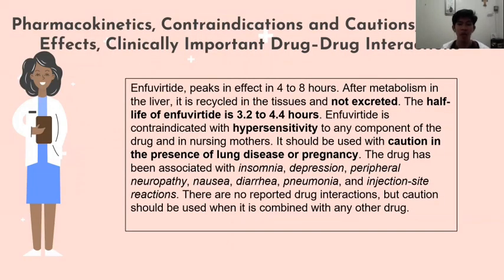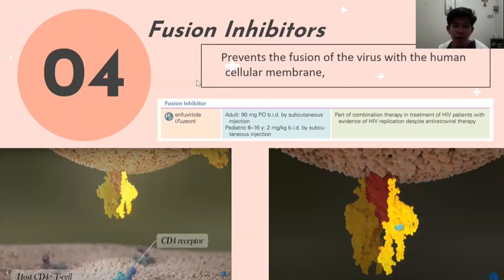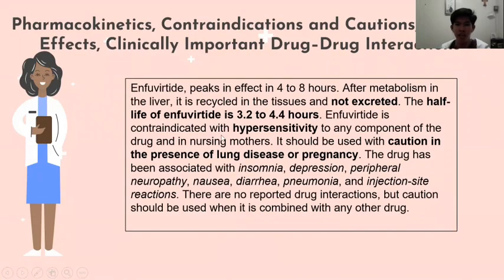And under this classification of drugs, we have this drug, enfuvirtide, if I pronounce it correctly, with its dosage, route, and usual indications. In terms of its pharmacokinetics, it is metabolized in the liver, recycled in the tissues, and not excreted. The half-life of the said drug is 3.2 to 4.4 hours. The drug is contraindicated with hypersensitivity, with caution in the presence of lung disease and pregnancy, and adverse effects include insomnia, depression, peripheral neuropathy, and so on.